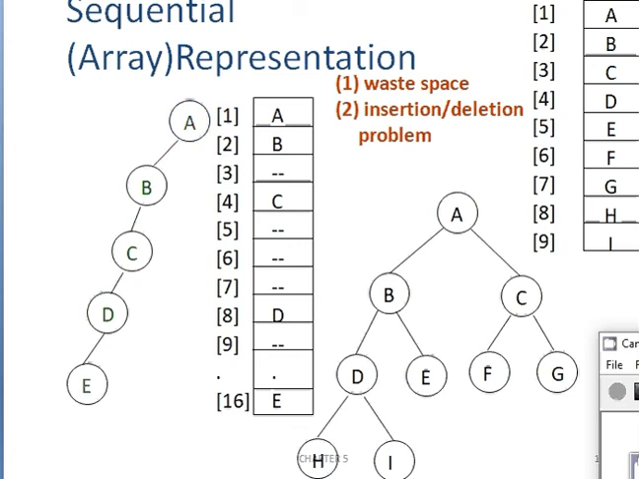Data structure using C++, Module 4, Session 3. In the previous class we discussed a few properties of a binary tree. There are 4 properties which are very important.